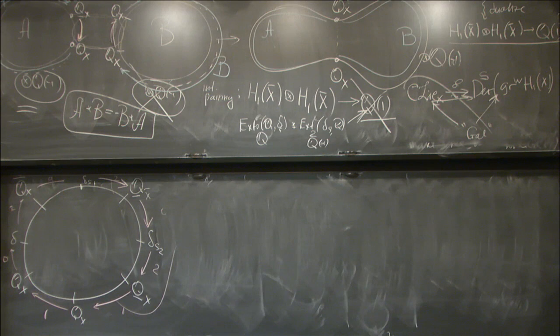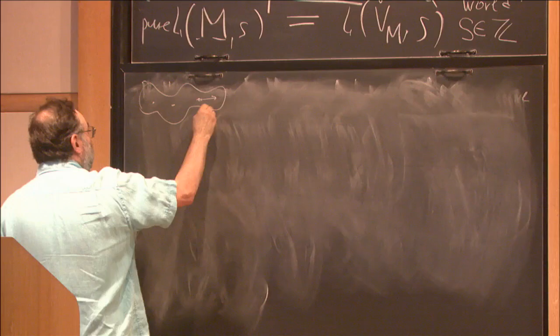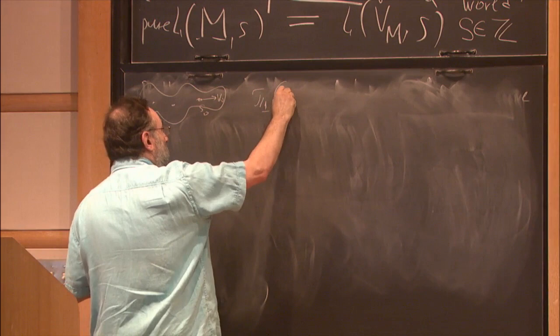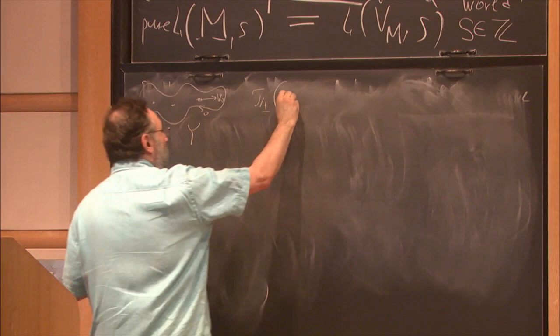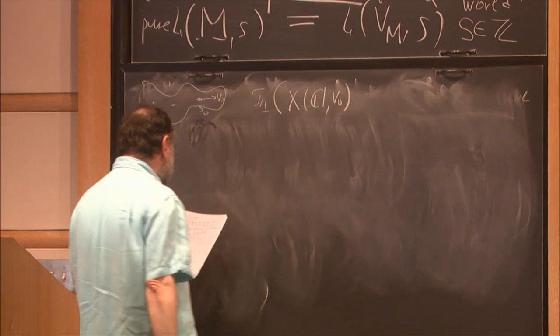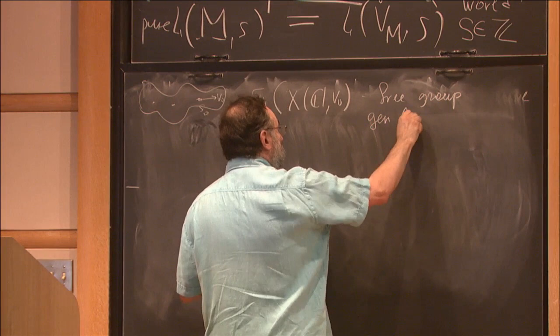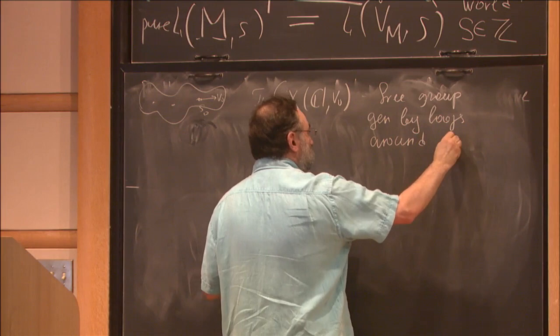If you have a complex curve, I mean a Riemann surface, with some tangential base point, then you have the usual fundamental group of, let's call it, X(C) with base point zero. This is a usual group, and it's a free group generated by loops around the points S in S star, where S star is S minus S zero.